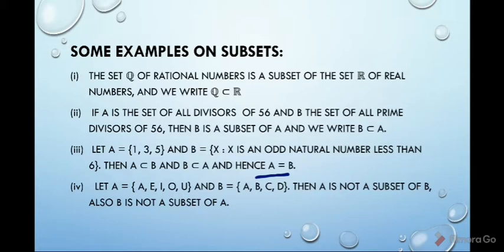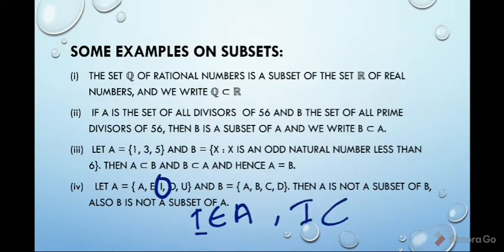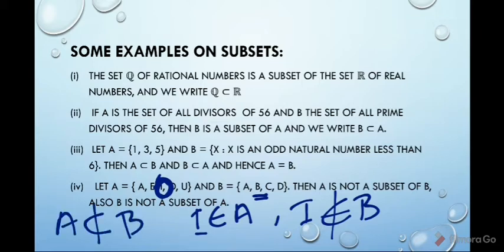Now let A = {a, e, i, o, u} and B = {a, b, c, d}. Then look at here, i is in set A. I is an element of set A. That means you can write i belongs to A, but i does not belong to B. That means there is an element in set A which does not belong to set B. So you can write A is not a subset of B.